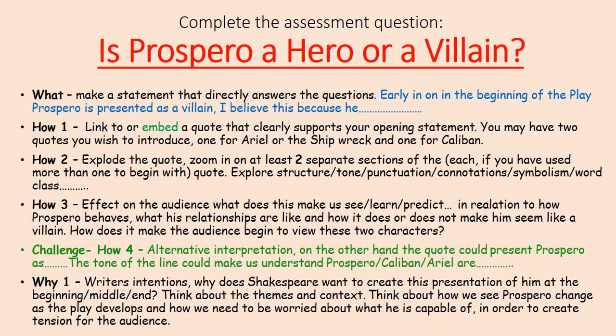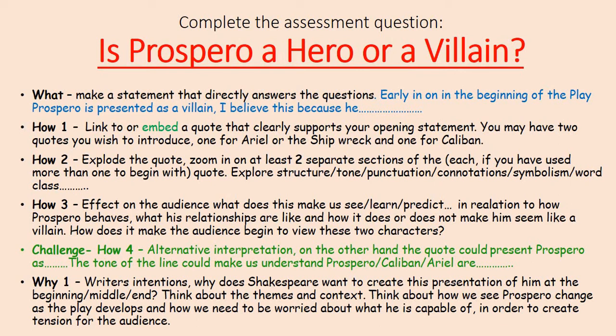Okay, and then our why one, writer's intentions. Why does Shakespeare want to create this presentation of him? By him, I mean Prospero, at the beginning, if that's what you're looking at, or at the middle, if that's where your quotes have come from, or at the end of the play.